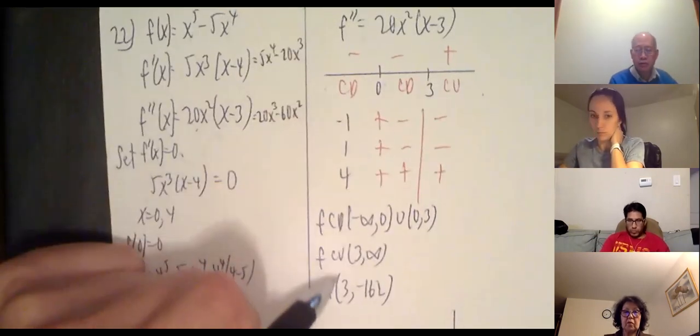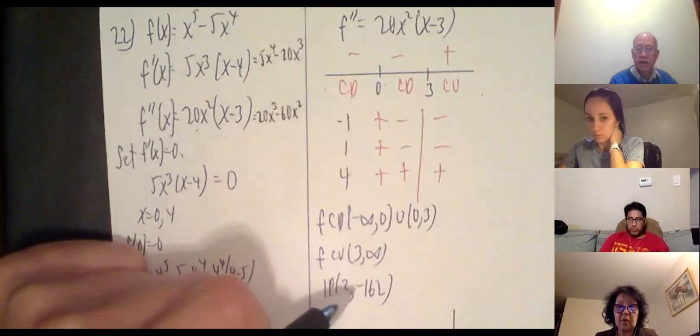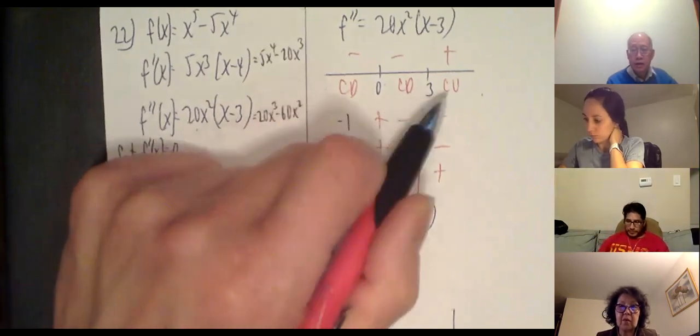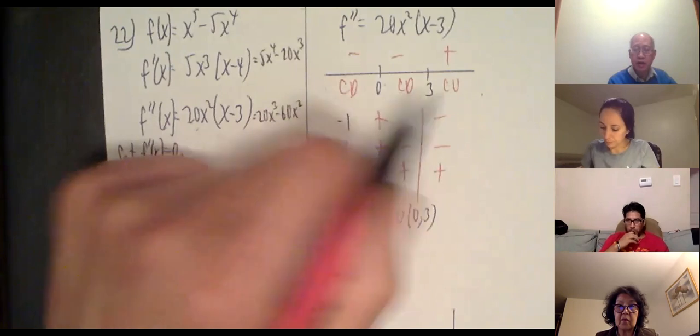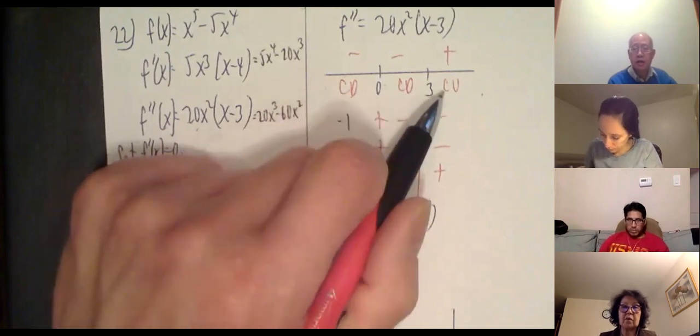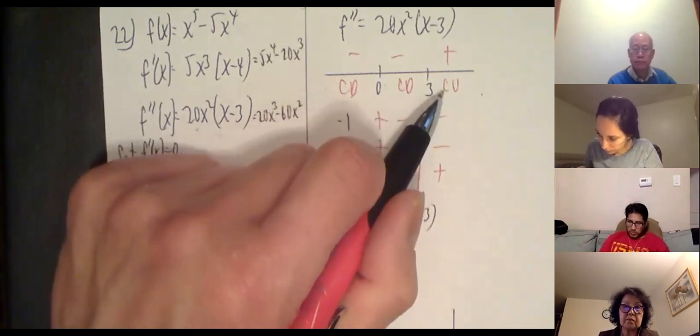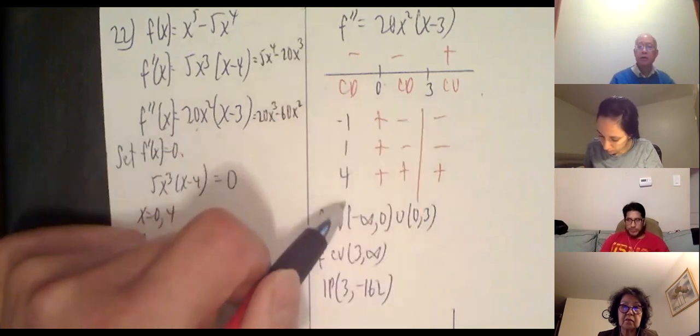I do have an inflection point at 3 comma negative 162. Why? The change in concavity. Concave down on this side, concave up on this side. Okay, so I'll be done.